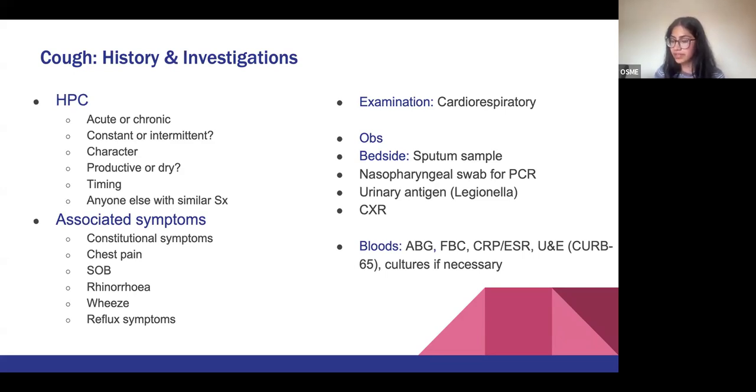Perfect. This is full of red flags for malignancy. You have to do a chest x-ray first. You'll end up having to do a CT chest, obviously, to characterize the tumor and things. But x-ray first.